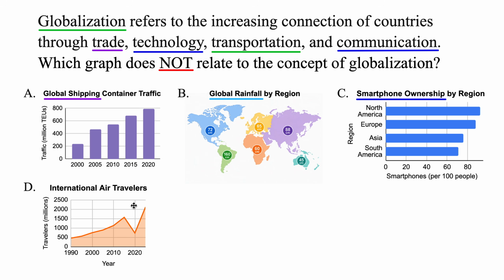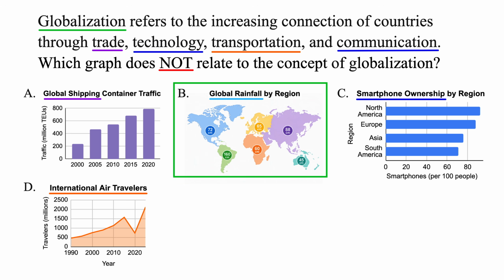Okay, what about the last? International air travelers. So people taking airplanes into different countries. This one definitely sounds like transportation, right? So that one matches globalization as well. But the only one that didn't was B. So rainfall, that doesn't have to do with any of the things they mentioned here. So that one does not pertain to globalization, or it does not relate to that concept.